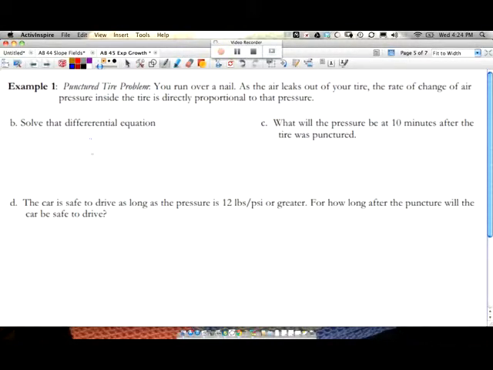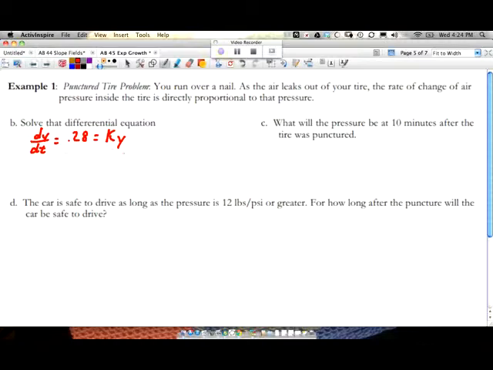So it says solve that differential equation. We know that dy/dt equals 0.28. We also know that that is equal to k times y. Okay, no big deal.